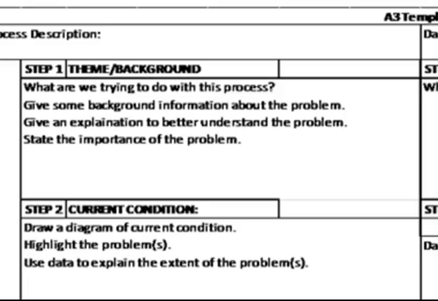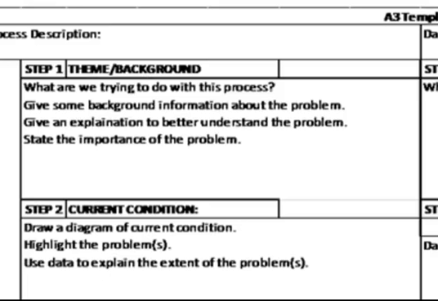What are you trying to do with this process? You need to give some background information about the problem. What's the problem? What is it? Is it a physical problem? Is it causing financial issues? Is it a quality issue? Is it an employee issue? What is the problem? Define it. And then give an explanation so that people can understand the problem better. They get an idea of what you're talking about, and they can put it into context within the organization.